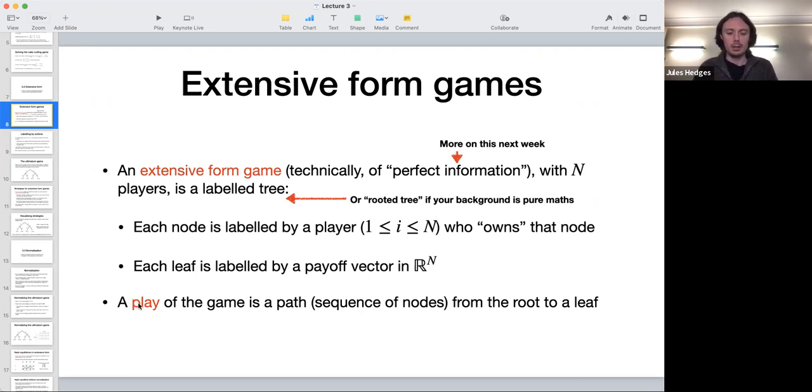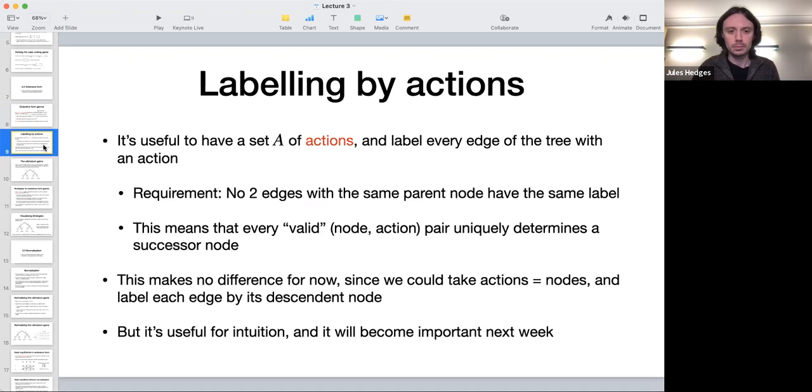And then we're going to say a play of this game is a path from the root node to a leaf node. So we're always going to start at the root, which is the initial state of the game, and then we're going to go down the tree as the play evolves until we reach a leaf, at which point the play ends.